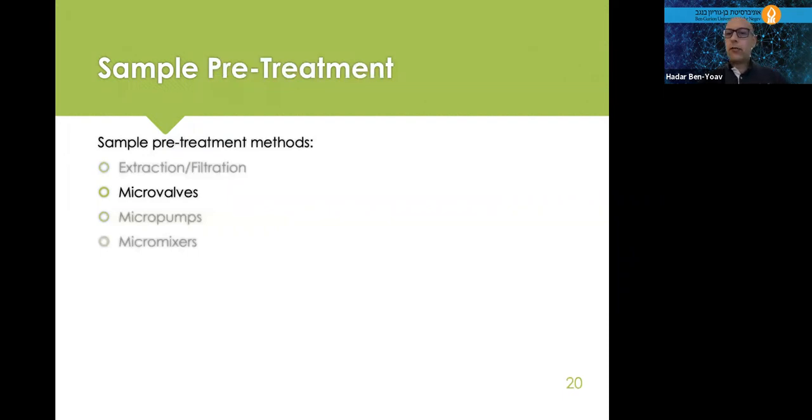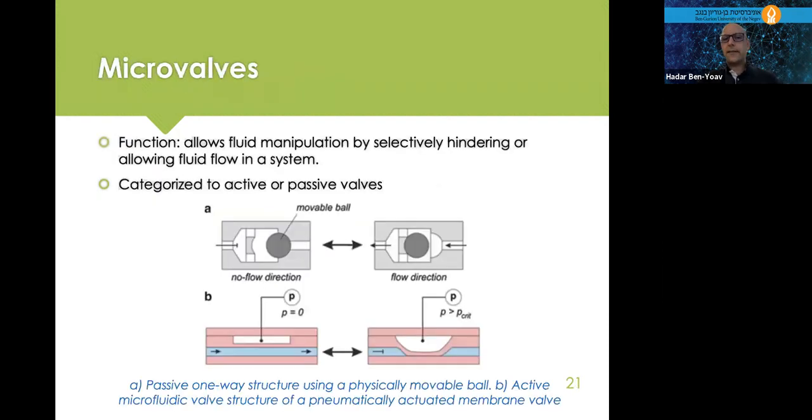The next type is microvalves. We said that microvalves allow us to control the solution flowing from one side to another. The function of microvalves is to allow the manipulation of the fluid by only allowing one direction of flow. We have two categories, active and passive valves. Here we have an example of a passive valve, with a movable microball inside the channel. When the solution flows from the right to the left-hand side, the ball moves and you can have the flow. But when the flow goes from the left side to the right side, the ball prevents the flow from coming back.